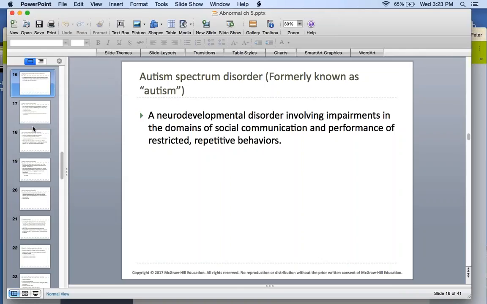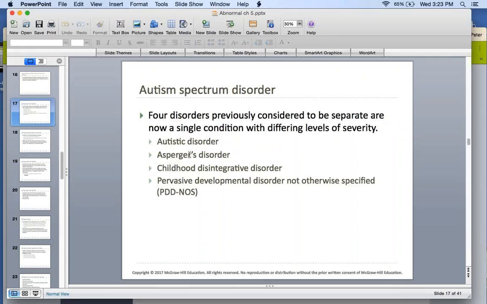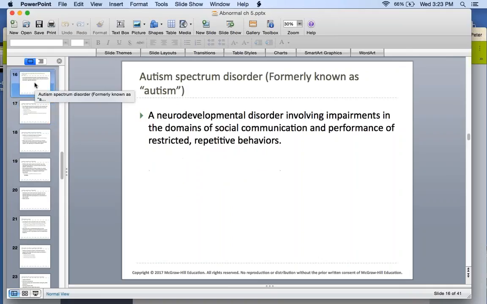I still want you to know the names of these, and I want you to know the differences for our exam. And the reason is because, again, people will continue to use this terminology. But you will know, actually, it's just all called autism spectrum disorder. And a lot of times when I'm talking to people, they won't even use the word autism anymore. They just say, well, he's on the spectrum.